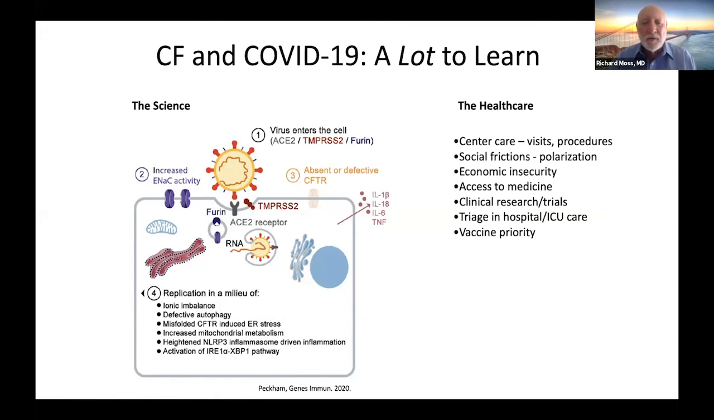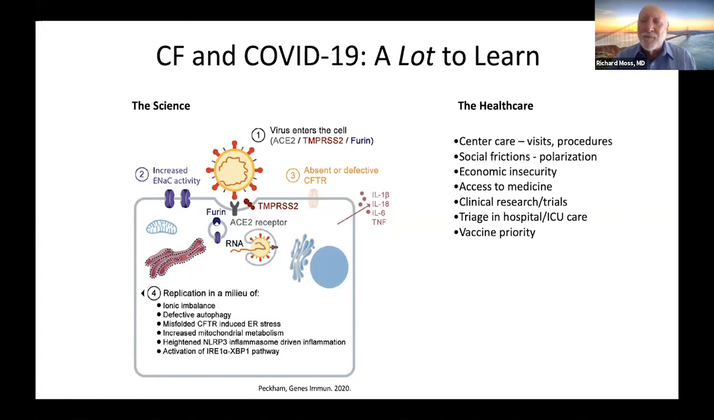We don't know much about the role of economic insecurity, access to medicine. So far, at least the CF-specific drugs seem to be in good supply. We certainly do know that clinical research and trials have been adversely affected, many put on hold. Some are getting back on track. We don't yet know, with the spike that we're experiencing now, how that's going to affect people with CF. Are we going to be in danger as a CF community in terms of triage in the ICU? We hope not, and there's certainly been some publicity about that.